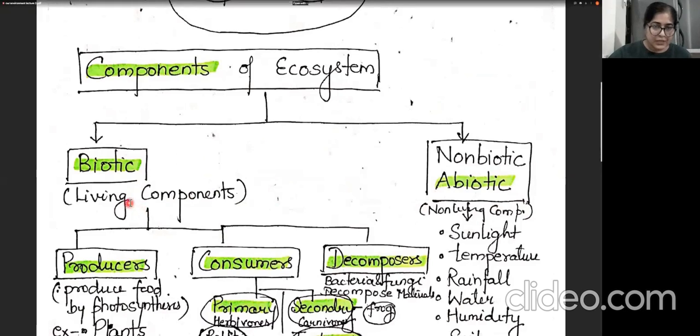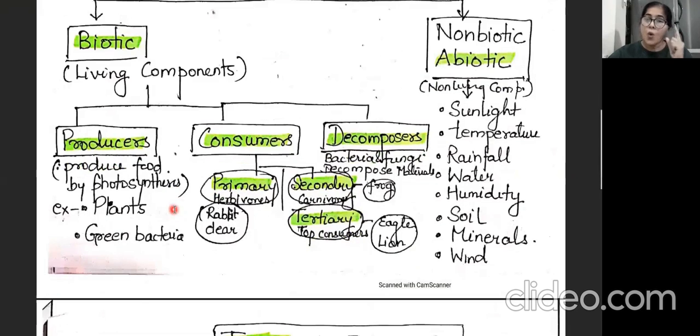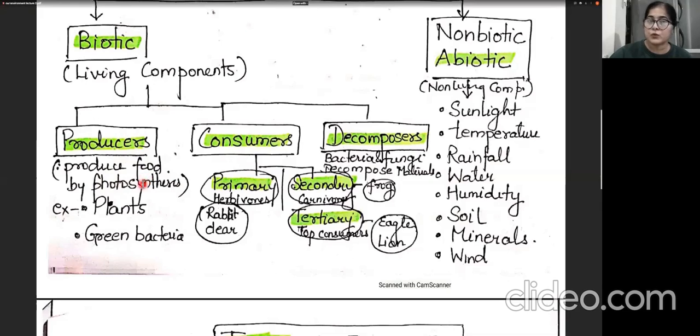Then moving to biotic components, which are divided into three categories: one, producers, second, consumers, and third, decomposers. Producers are those organisms which prepare food with the help of the process known as photosynthesis. We are all aware that plants and some bacteria, such as green bacteria, photosynthetic bacteria or chemosynthetic bacteria, produce food and come under the category of producers.